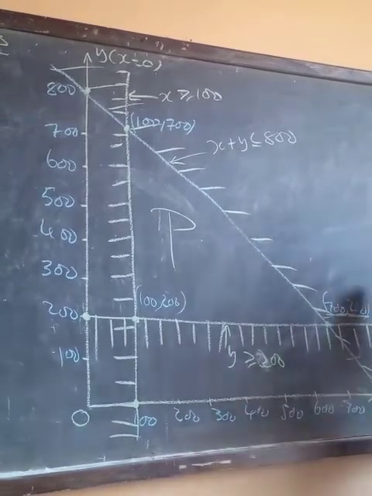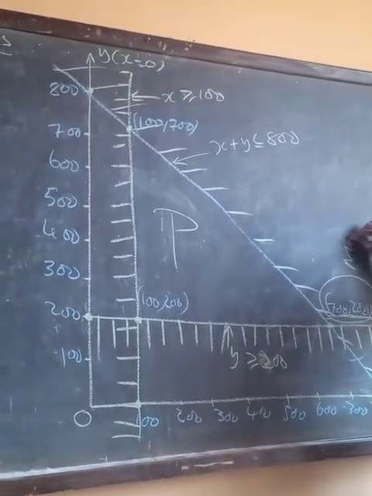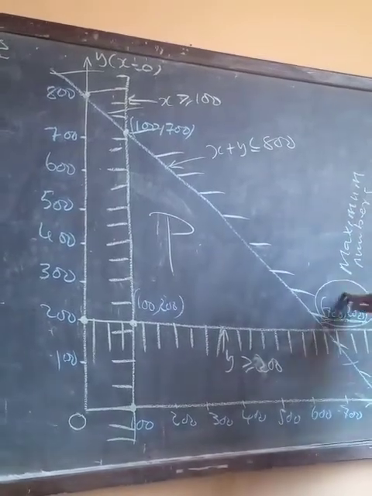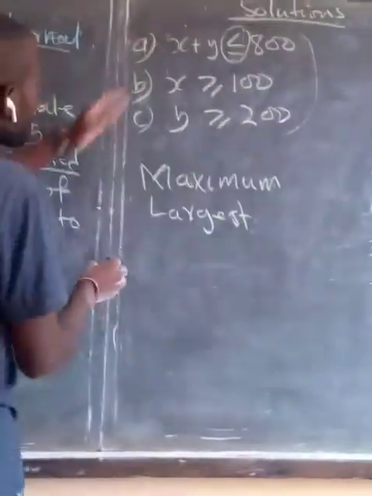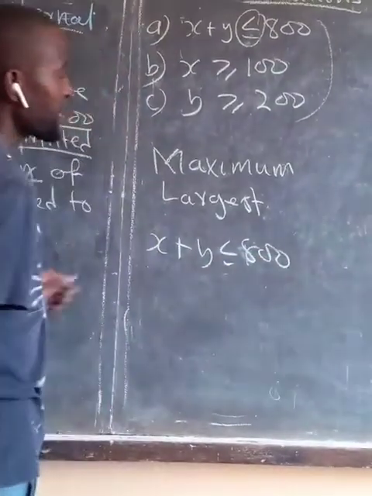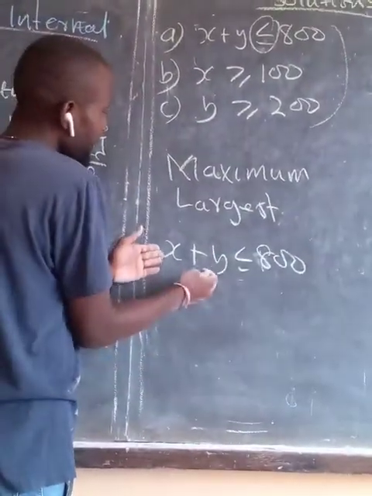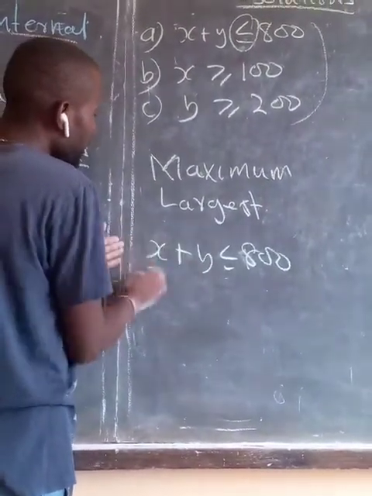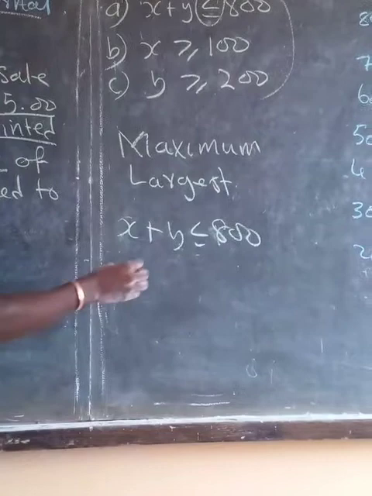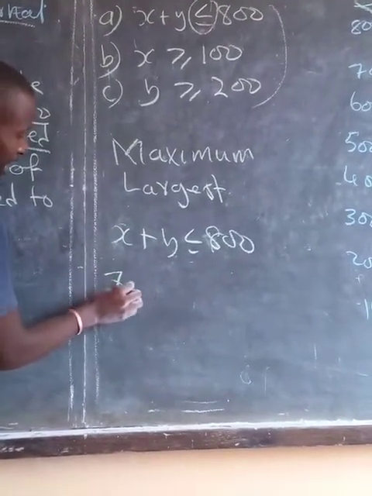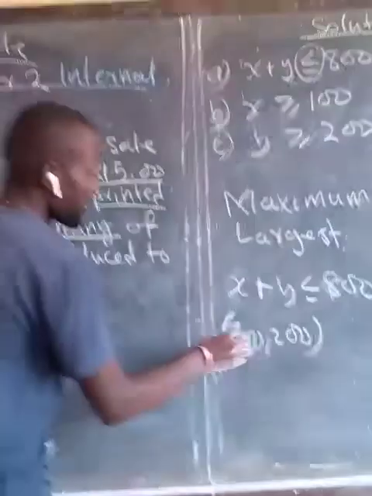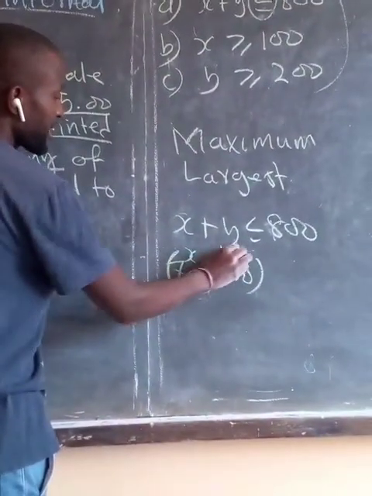Hence, these two coordinates which are here make the maximum numbers. We know the first inequality, which is x plus y is less than or equal to 800. So we are only interested in the first part, which is x and y. How many of these x videos and how many of these y copies should make the maximum profit? We have the coordinate 700, 200. So these are the coordinates that will make the maximum profit. So all we have to do is to say the maximum profit can be made by this is my x and this is my y.